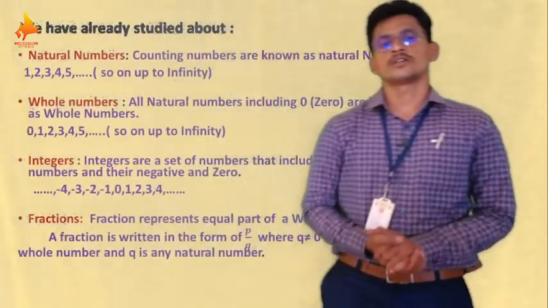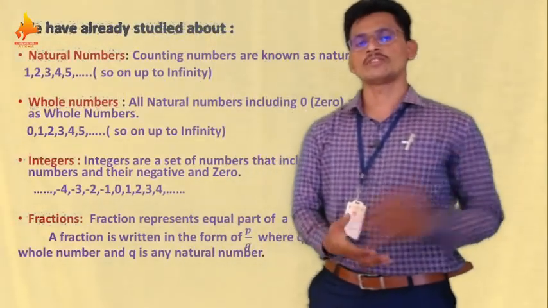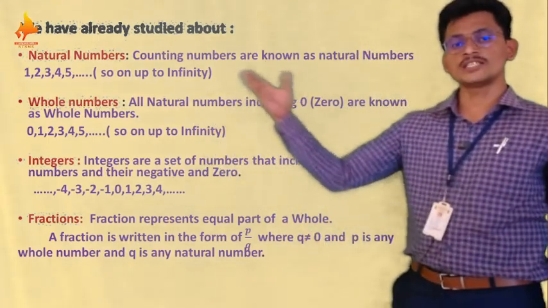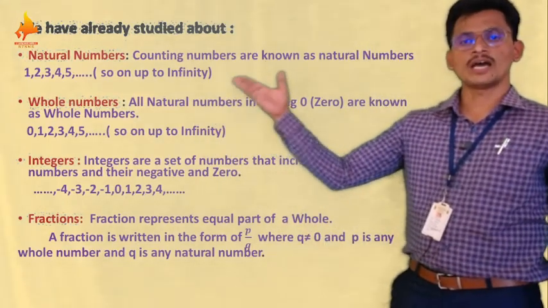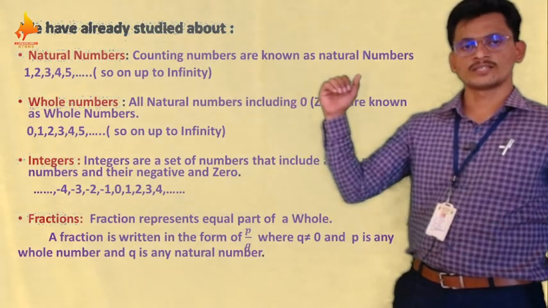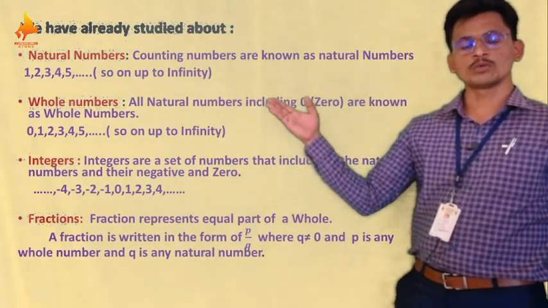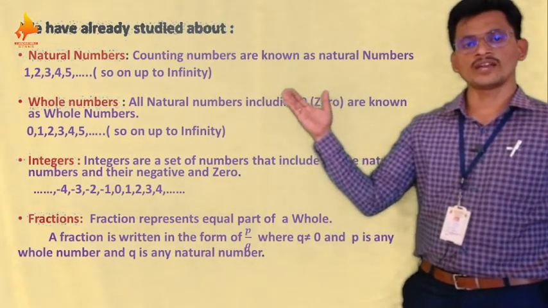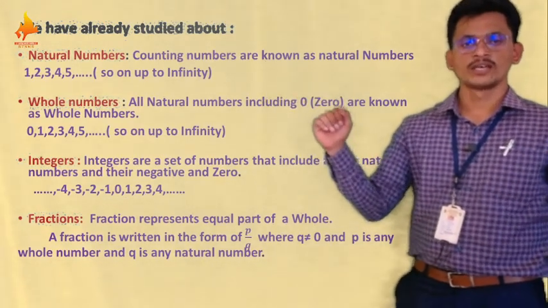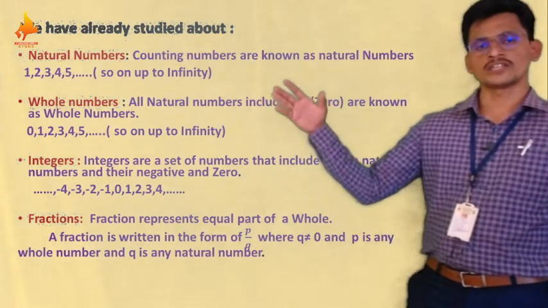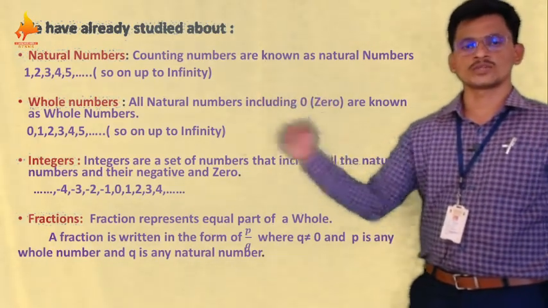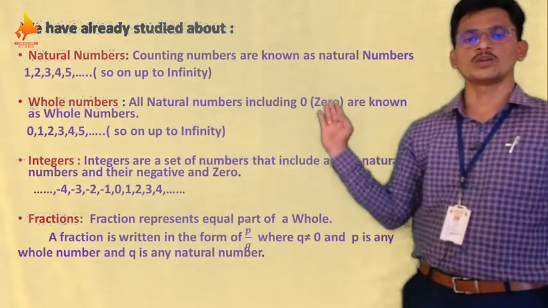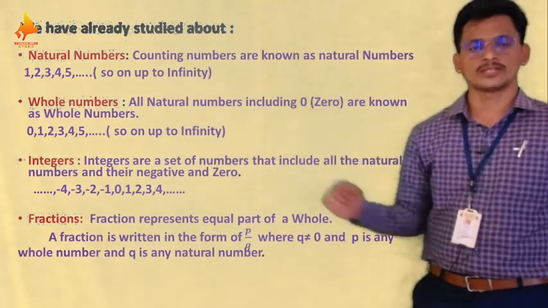Dear students, you already studied natural numbers. The counting numbers 1, 2, 3, going up to infinity, are known as natural numbers. So there are infinitely many natural numbers. If you add 0 to the natural numbers, we get whole numbers. So the definition of whole numbers is: all natural numbers including 0 are known as whole numbers.